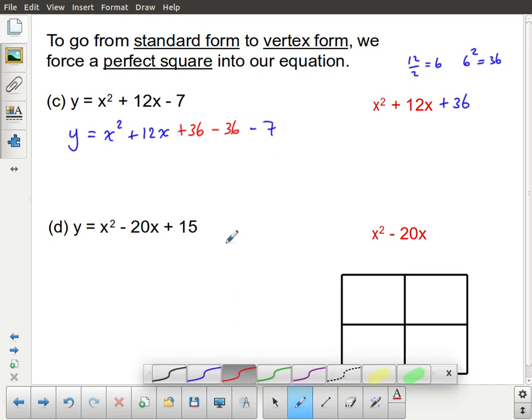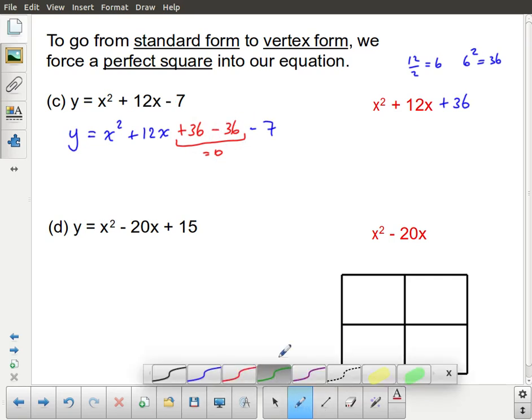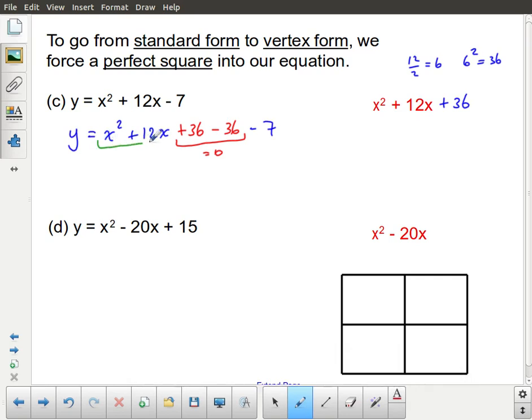Now this part in the middle, plus 36 minus 36, well, that's equal to 0. So I haven't actually changed this equation. I've just taken this part in the middle, which is equal to 0, and I've made it more complicated. Now the reason I did that, the value in it, is because I have created these first three terms. Well, those first three terms are a perfect square. X squared plus 12x plus 36 is actually the same as x plus 6 all squared.